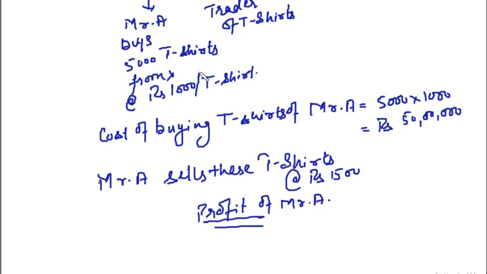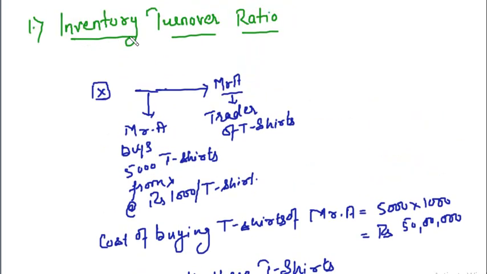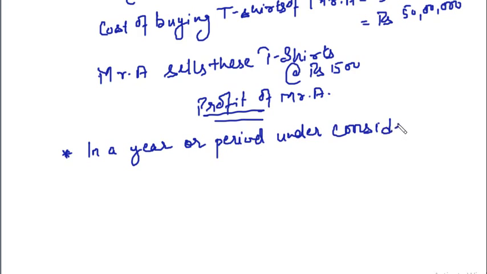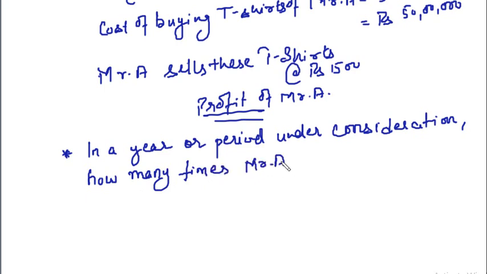Now the first and the foremost thing that we have to identify in the inventory turnover ratio is that in a year or for a period under consideration, how many times Mr. A is able to sell these t-shirts.